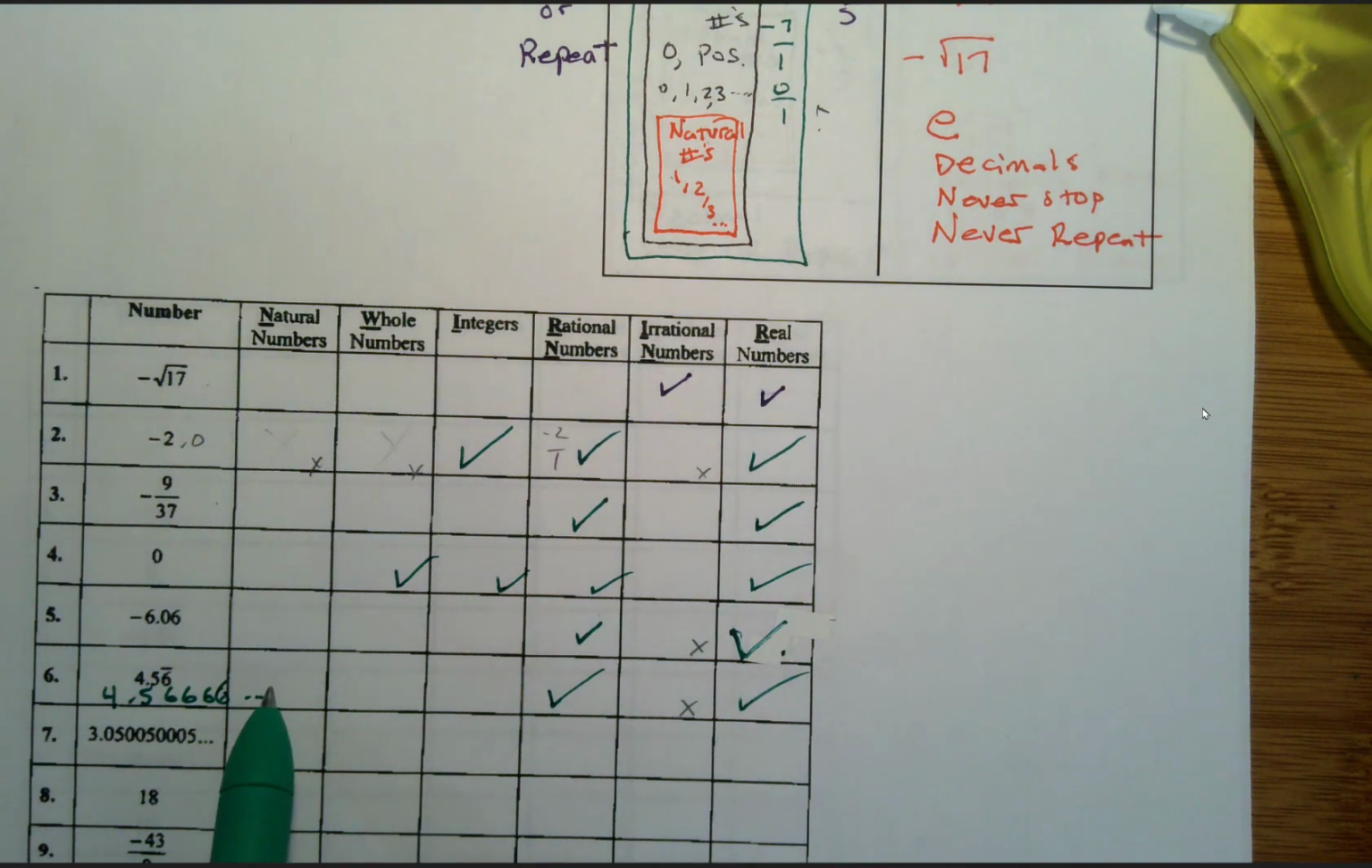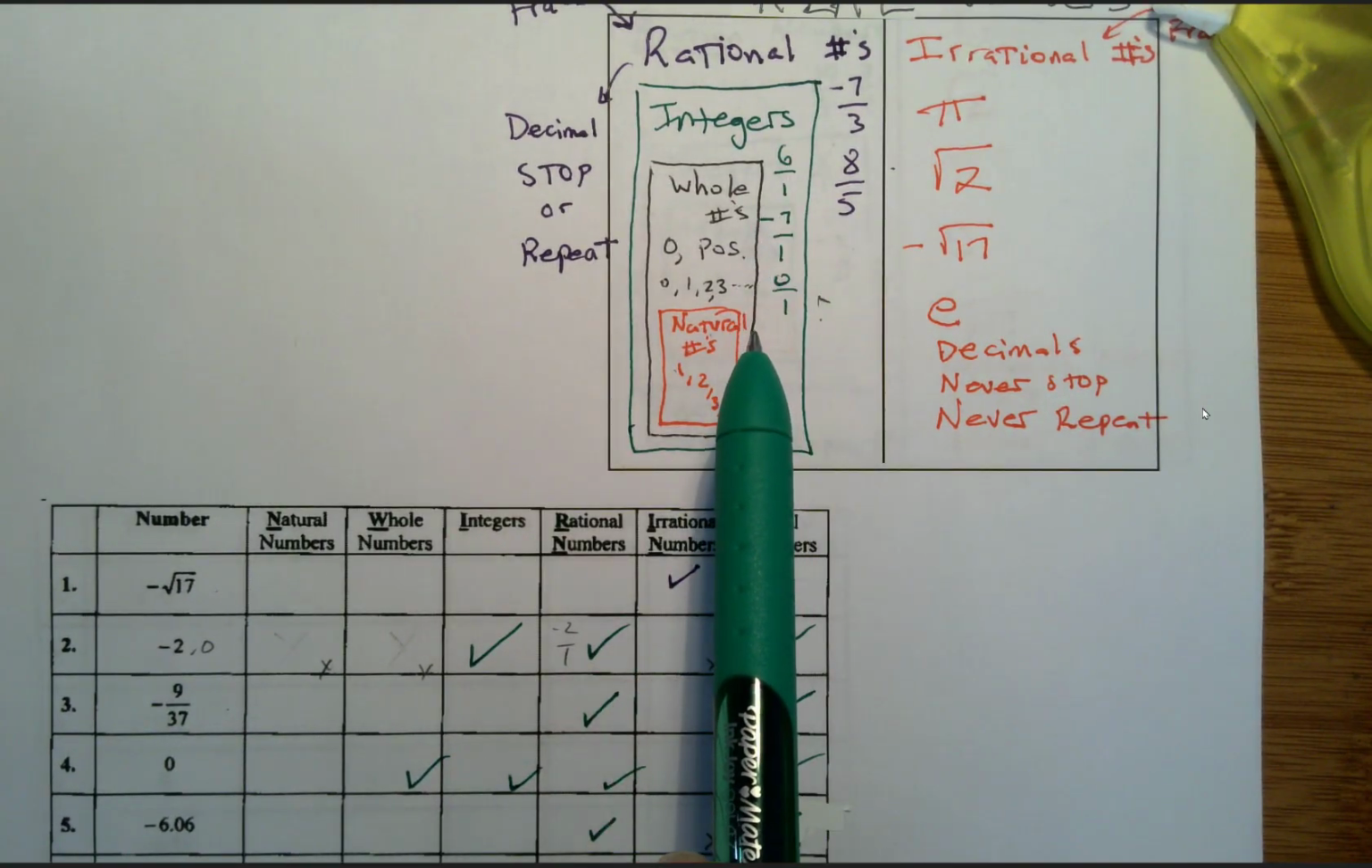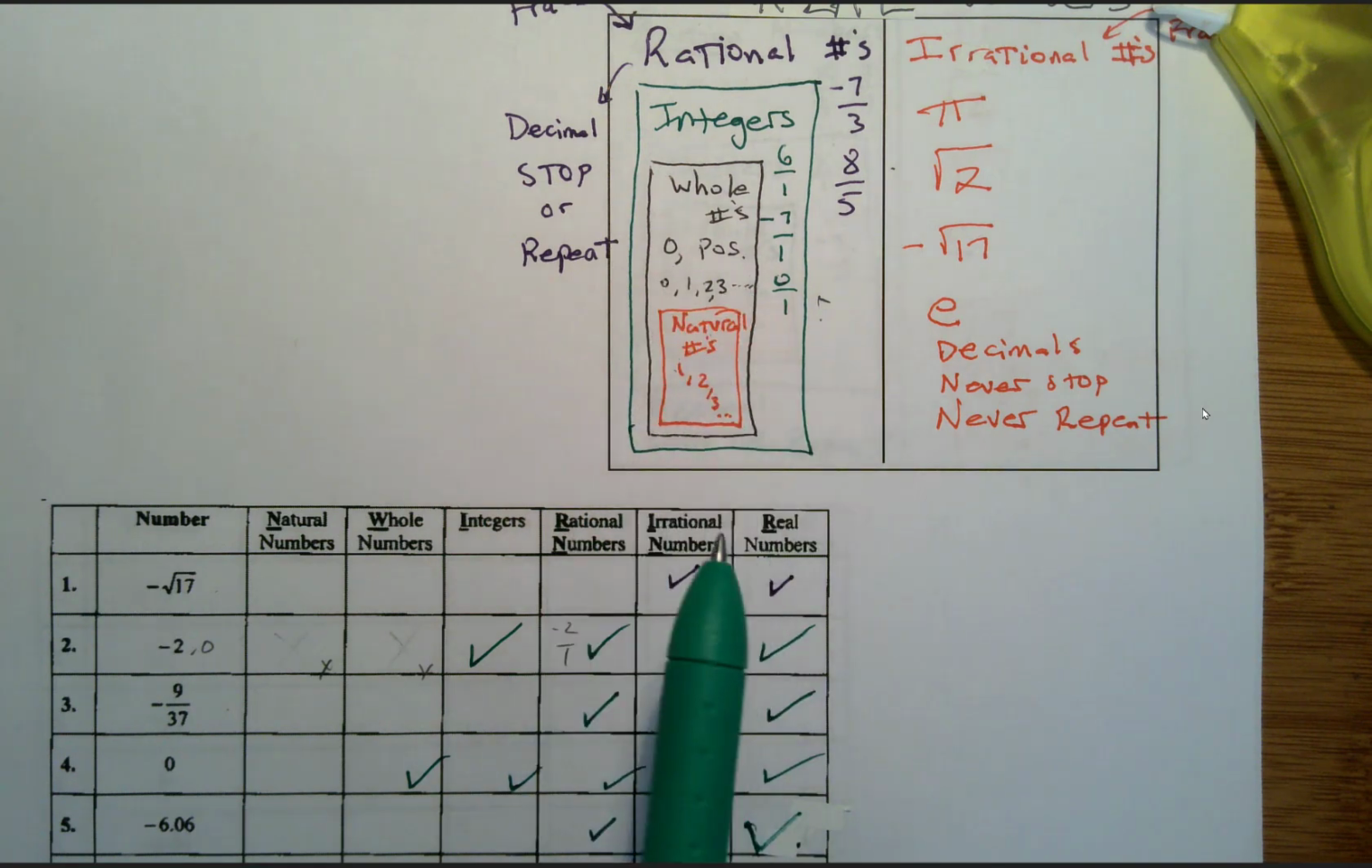Now, is it a natural number that we can count with? No. Whole number? No. Is it integer? No, because these are all integers, whole numbers, and natural numbers are counting numbers, sometimes with 0 and positives and negatives, but this is not.